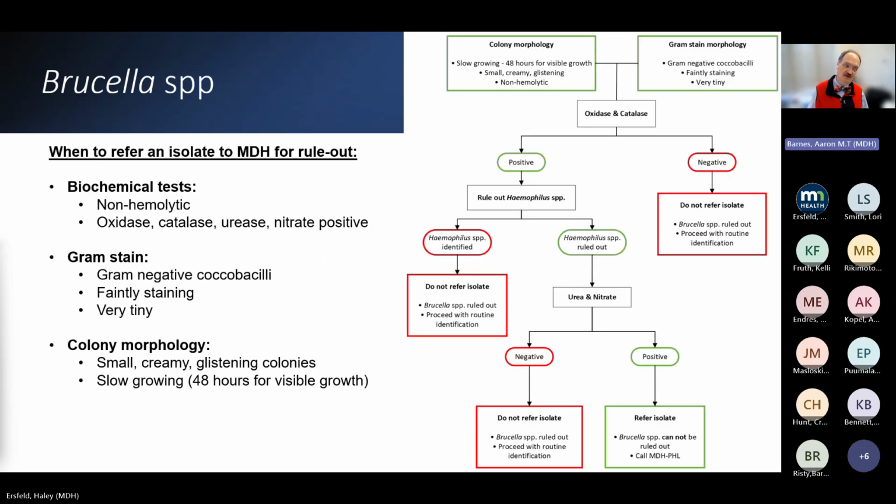So this is the rule out chart, or the flow chart, for Brucella. So here again, you're starting at the top, looking at something that is kind of slow growing. It might come up in 24 hours, more likely 48. It's non-hemolytic, tiny little gram-negative coccobacilli. Then you're doing your oxidase and catalase stuff. You're doing whatever you do in your lab for ruling out Haemophilus, because that's one that is often confused with it. And then giving us a call and asking us if we need to test this otherwise. Next slide, please.